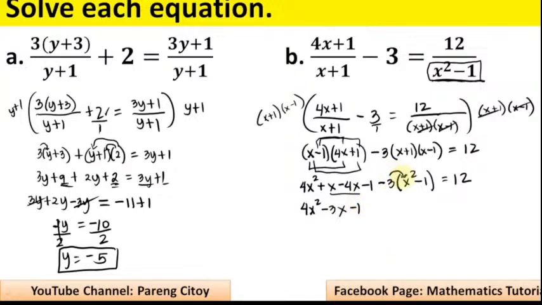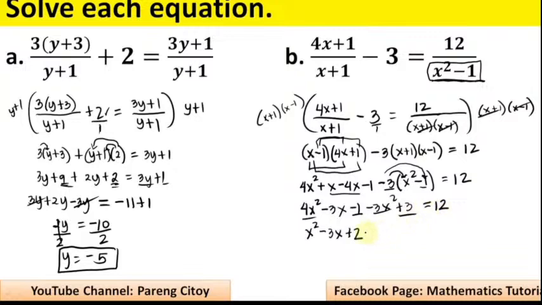Then to simplify this, distribute negative 3 squared. Then this one becomes negative 3 times negative 1, that is positive 3 equals 12. Then combine like terms or simplify. So 4x squared minus 3x squared, that is x squared. Then minus 3x, then move this, simplify, negative 1 plus 3, that is positive 2.